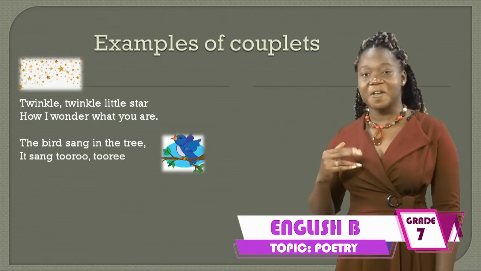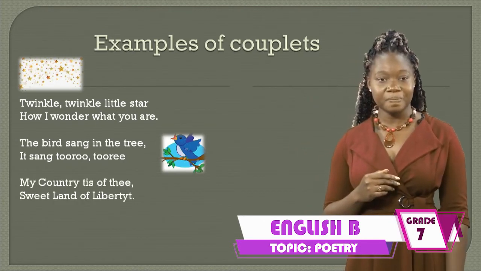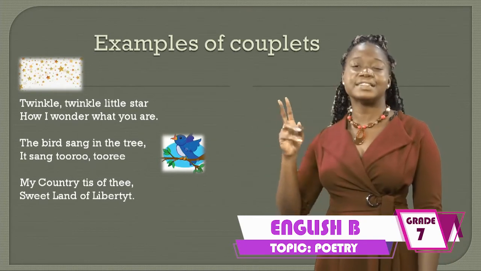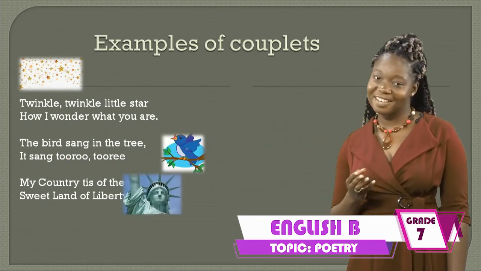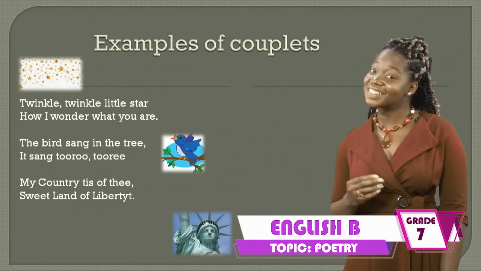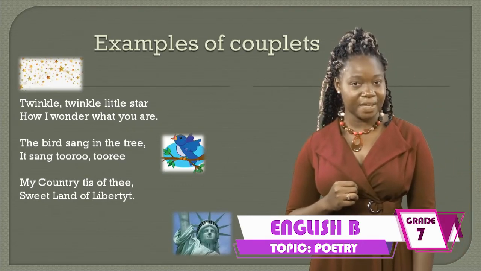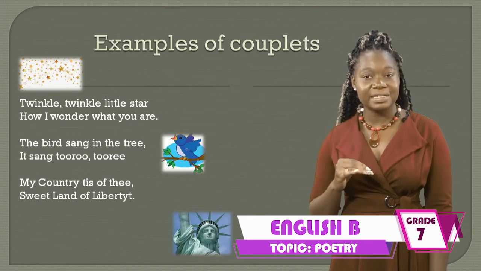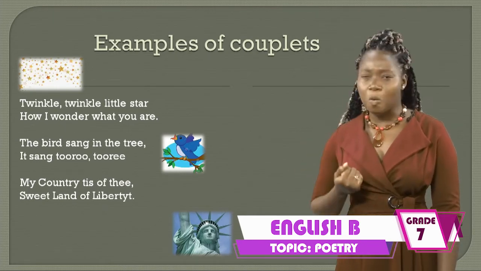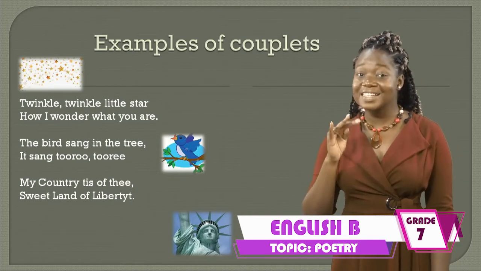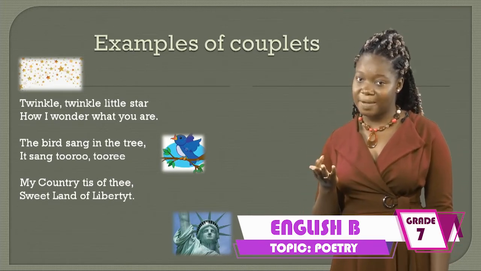Our last one. My country, 'tis to thee, sweet land of liberty. And there you have the Statue of Liberty. So these are three examples of couplet, rhyming couplet. Why? Because the last word is rhyming.